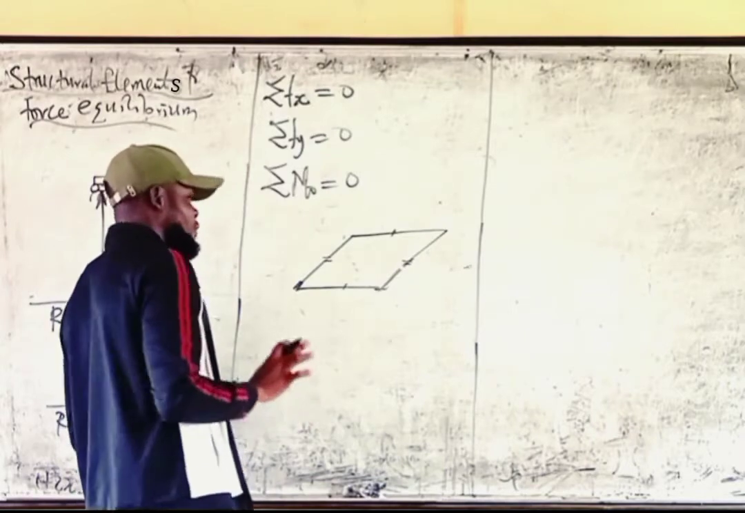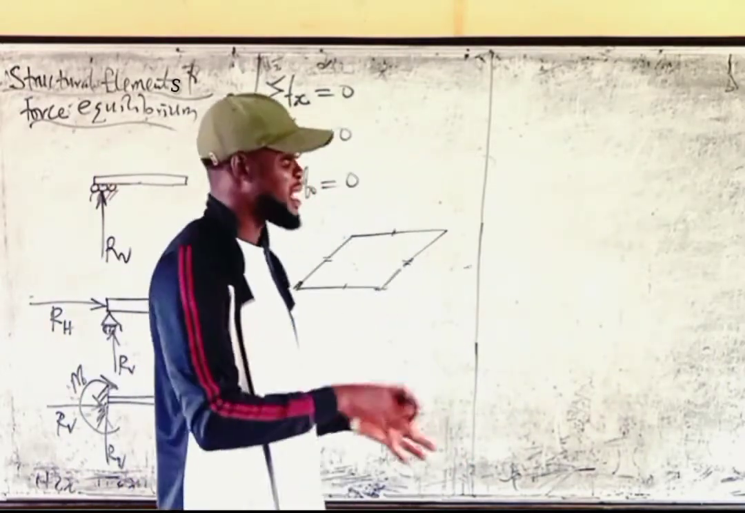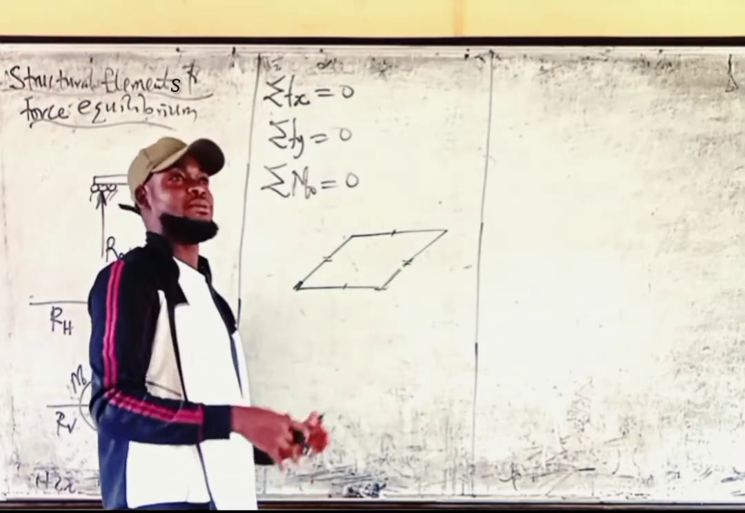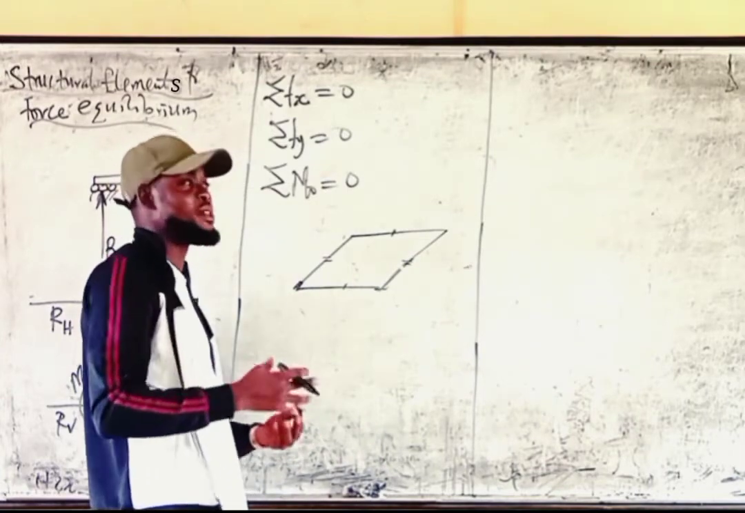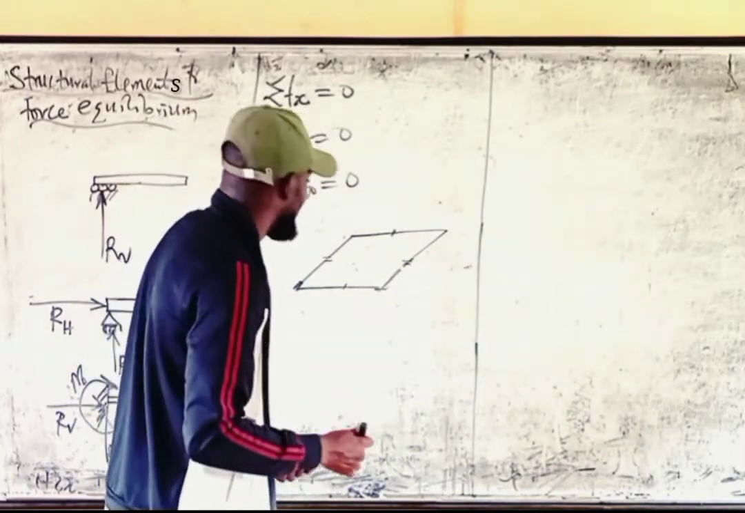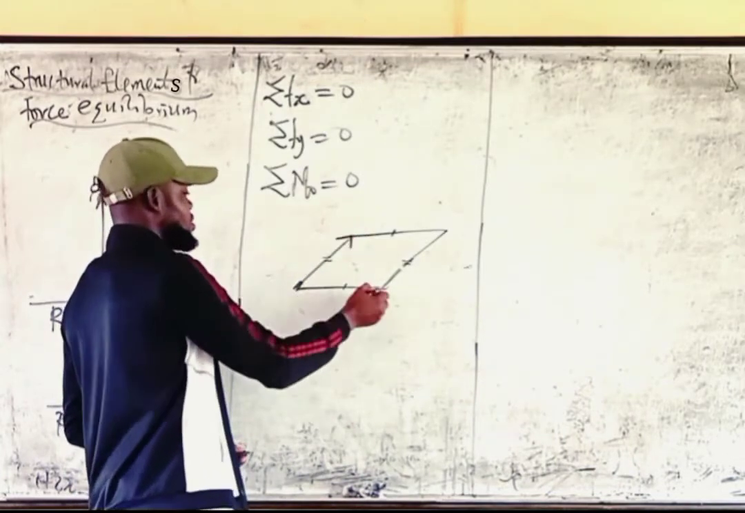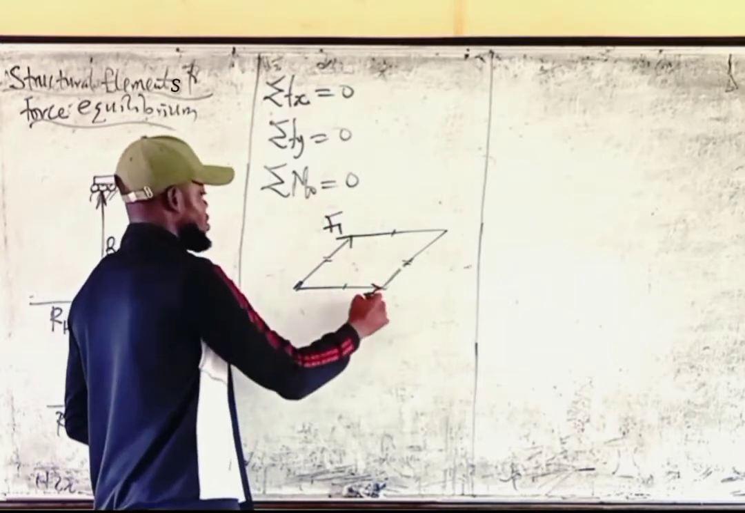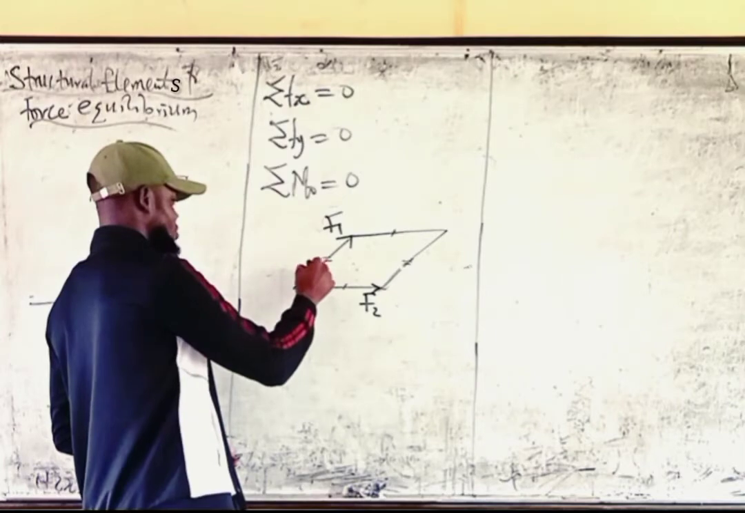So the law states that if two forces are represented in magnitude and direction. Why in magnitude and direction? Because a force is also a vector quantity. A vector quantity is a quantity that has magnitude and also has direction. So we have this one and this one. Let's call this one F1 and this one F2. We are going to give the direction of them.